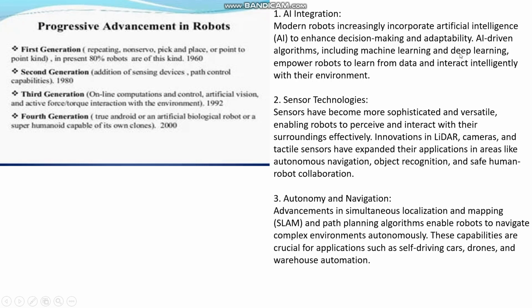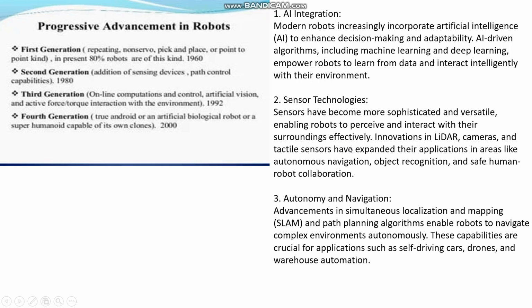AI-driven algorithms, machine learning, deep learning. This will empower the robot to learn from more data and interact with the environment. This is one of the AI integrations. That AI system will help the robot to study the environment properly. Then, using sensing technology, we have had a big revolution in sensor technology, particularly in the past 10 years.